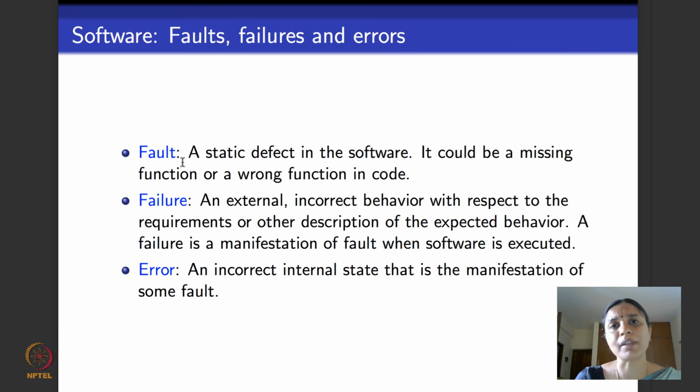And then when a software with this static defect or fault is executed, there is a misbehavior or a wrong behavior in software that is observed, right? This wrong observable behavior is what is called failure, right? And when the software has a fault, you execute or run the software, you observe a failure, then the software is supposed to enter an incorrect state. The incorrect state in which a software enters, the software that has a fault enters, and a failure is manifested, is what is called the error in the software.